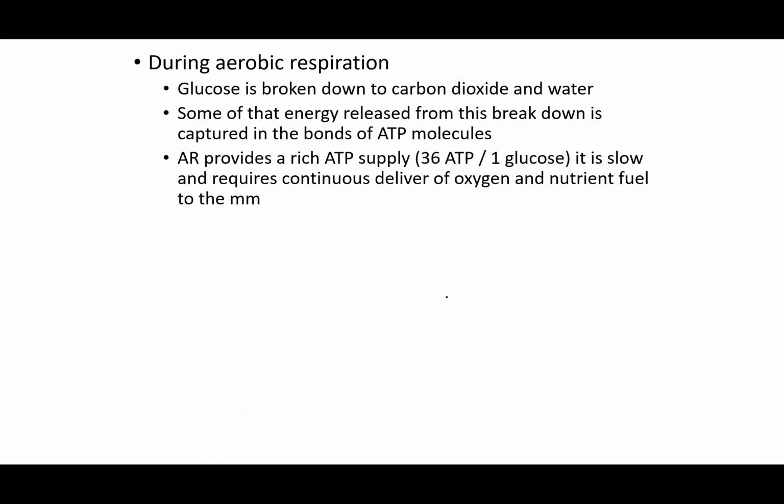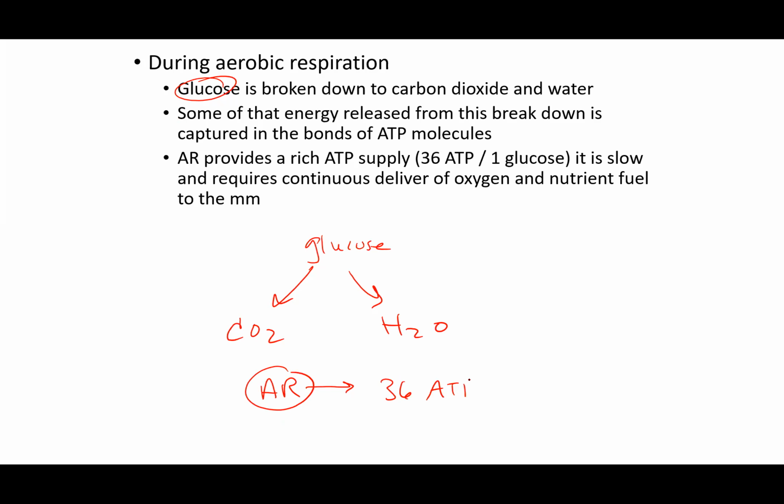All right. Glucose is broken down into carbon dioxide and water. Some of that energy that's released from the breakdown is captured in the bonds of the ATP molecules. So aerobic respiration, with oxygen, gives you about 36 ATP per one glucose molecule.